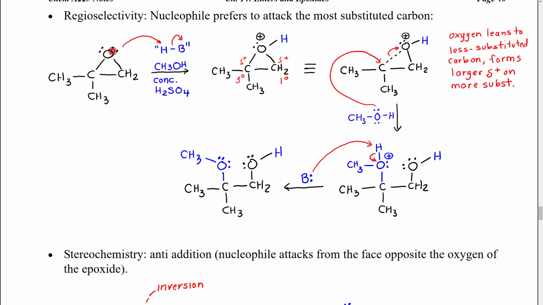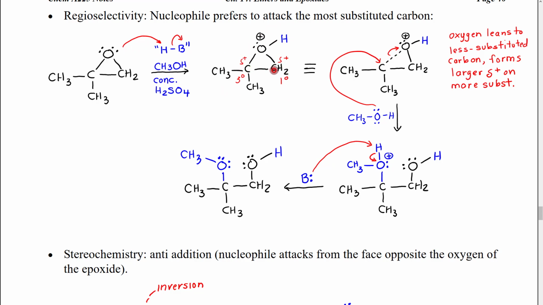In our first step, we protonate the epoxide. I've put this HB because I kind of combined all of the reagents over the arrow here. So it would be either concentrated H2SO4 or possibly the protonated form of the alcohol acting like the acid. We're just going to write HB. We protonate the epoxide, we get our protonated intermediate.